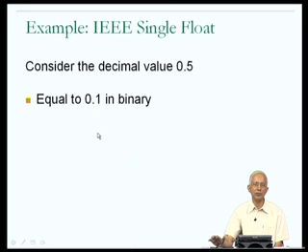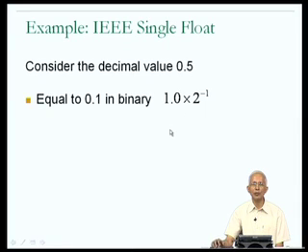This is still not in the form that I'm looking for. I'm looking for something in the form minus 1 to the power s, 1 point fraction, multiplied by 2 to the power of e minus 127. So I need to understand what s, e, and f might be for this binary value. I noticed that I can write 0.1 as 1.0 multiplied by 2 to the power of minus 1.